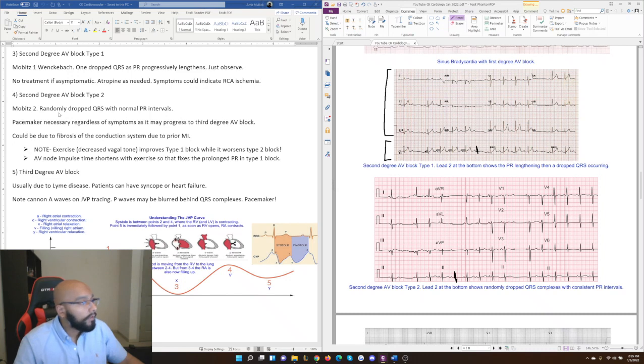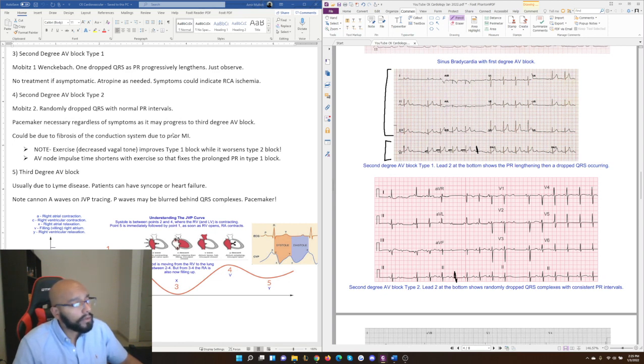All right. For both of these, the second degree type 1 and second degree type 2, you can use atropine. And generally speaking, if the patient is becoming symptomatic, you may need a pacemaker. Okay. The type 2 could actually be due to fibrosis of the conduction system in a person who recently had an MI, right? If it recovered, but the fibrosis messed up the conduction system, so there's an AV block.